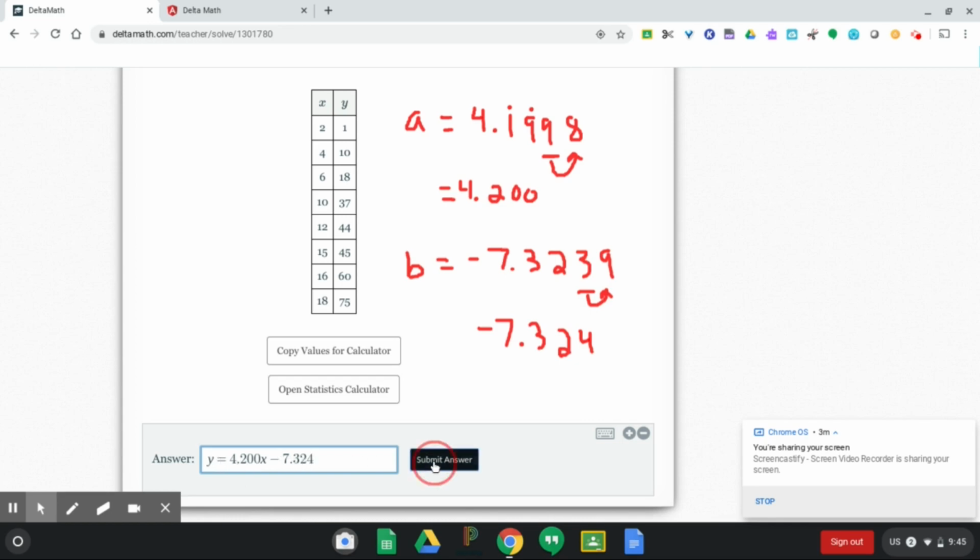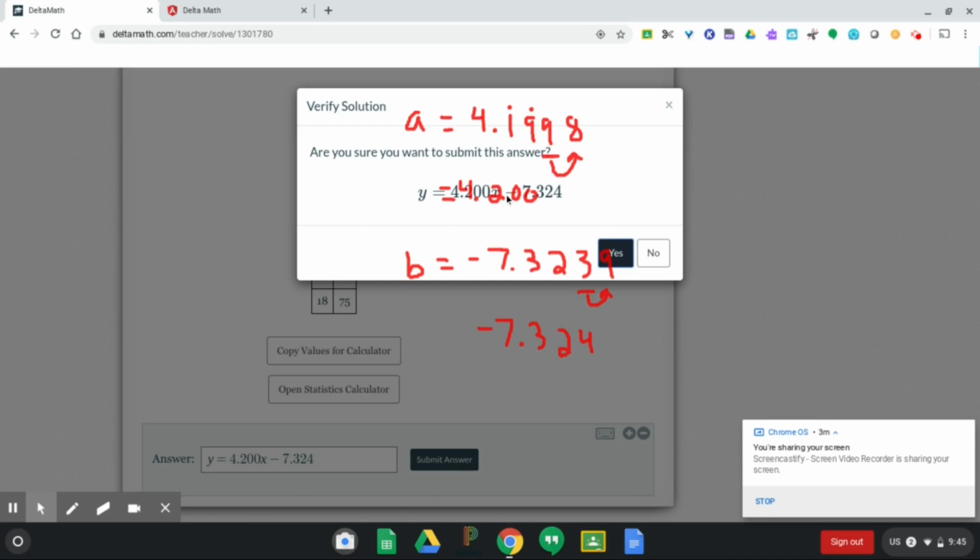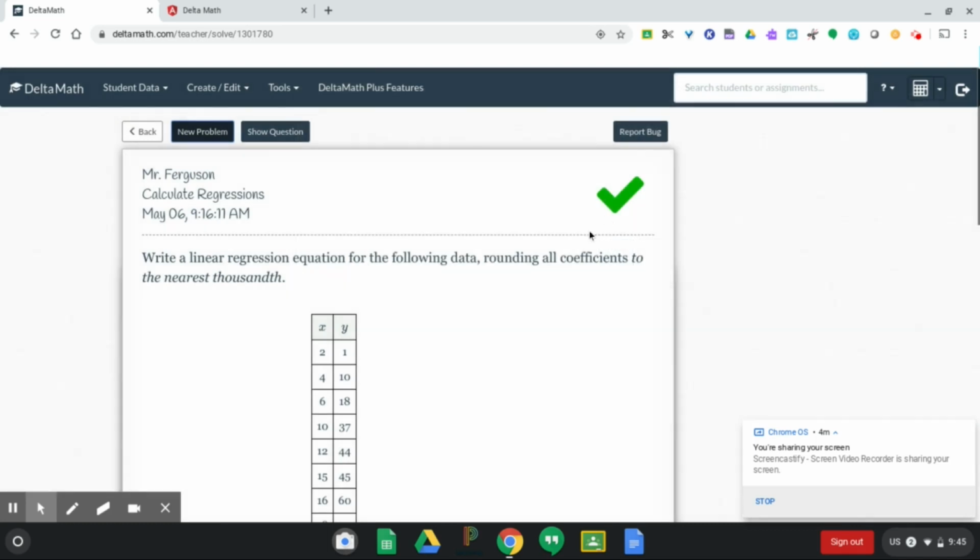I'm going to press submit answer. This is going to come up. Are you sure? I'm going to erase that in a minute. I'm going to press yes. And I got it right. Okay, so here is linear regression.